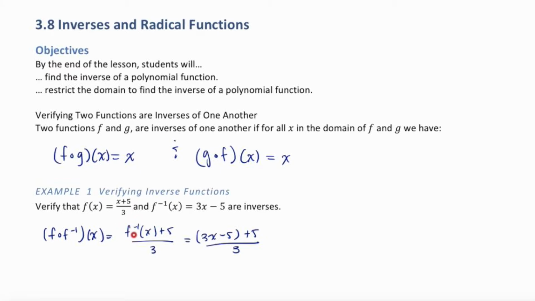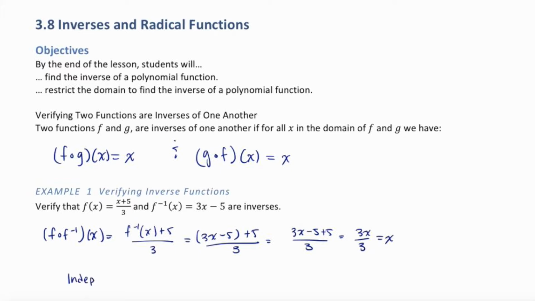All I did here was replace this with this because here I have that they are the same thing. They are equal to one another, so I replaced. The parenthesis here is unnecessary. It's more of a visual aid to help you see that this was lifted and removed and replaced with 3x minus 5. So I have (3x minus 5 plus 5) divided by 3, or 3x divided by 3, which is just x. So these two are indeed inverses.